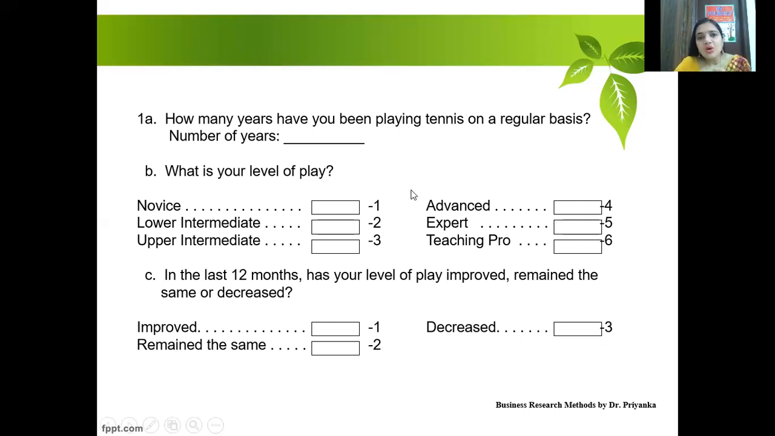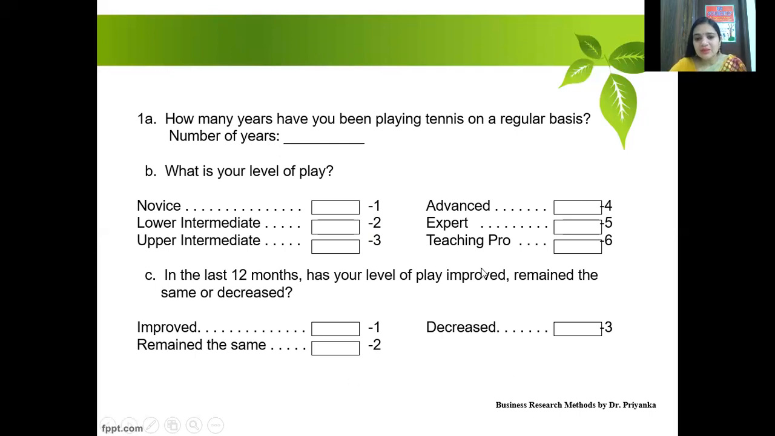So this is how, if you choose the number coding for a questionnaire in the same way, it would always be better. So novice means lesser than others, one, then lower, then upper intermediate. It is actually increasing the number as we are going up. So this is the better way to code the answers of a questionnaire.